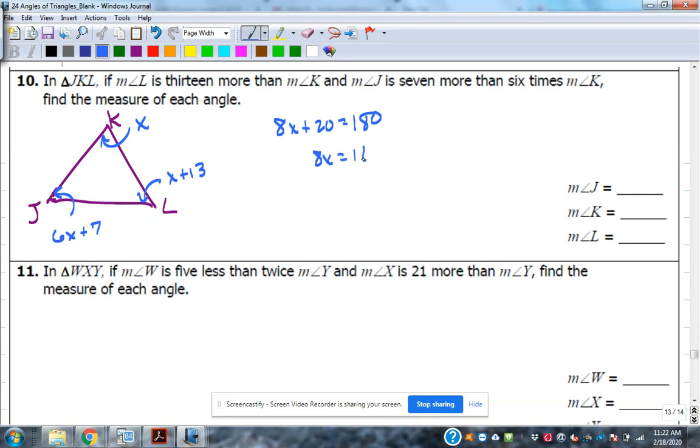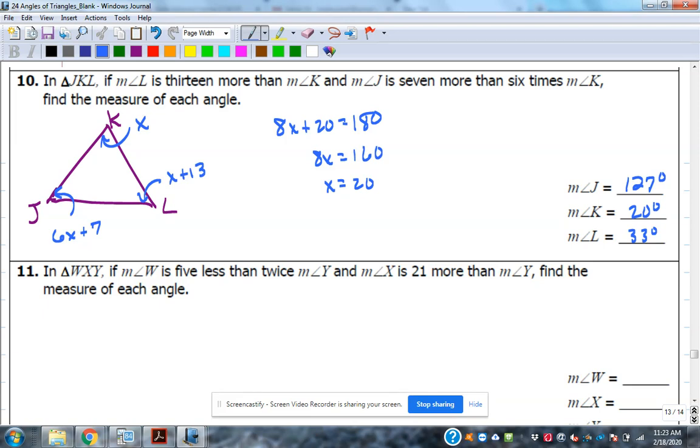8x is equal to 160. x is 20. So we know the measure of angle K is 20 degrees. The measure of angle L would be 33 degrees. And 120 plus 7 is 127 with J. So there, drawing a diagram can help you. You don't have to draw a diagram. I tend to think a lot of times in pictures. You may do the same way. I don't know.